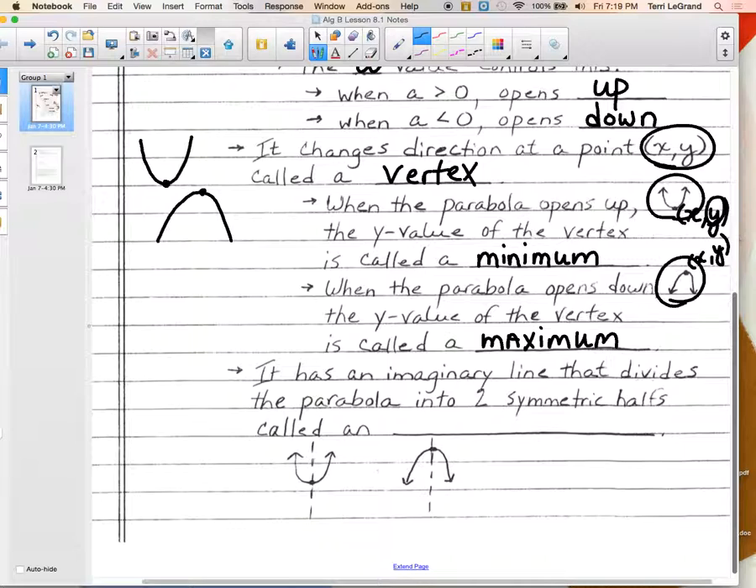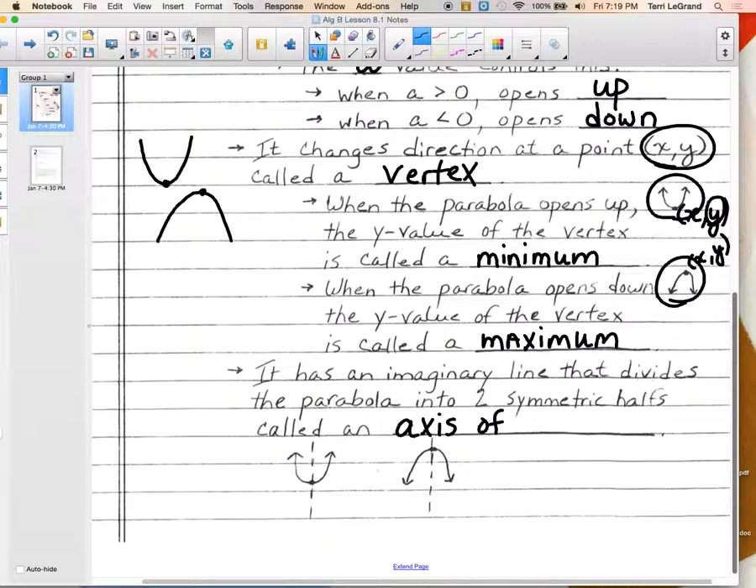Okay, the other thing that I want you to put in your skill bank is that it has an imaginary line that divides the parabola into two symmetric halves, called an axis of symmetry.